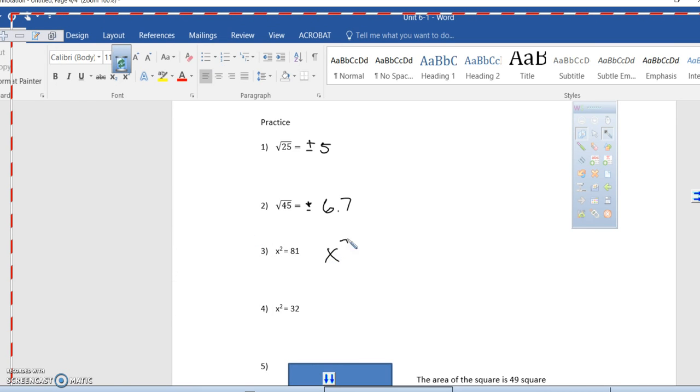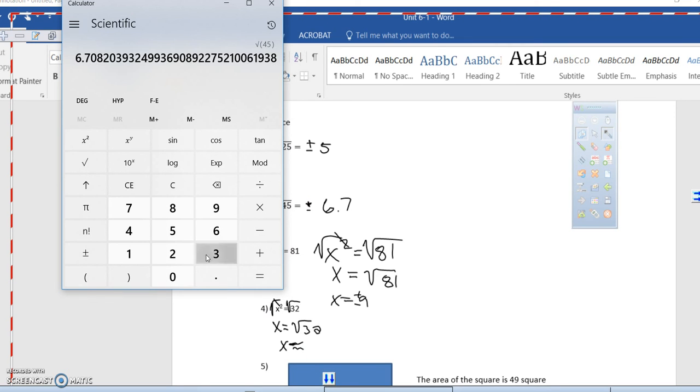On this one, we do the inverse operation of a square, which is a square root. And we get x is the radical of 81, or x is equal to 9. Plus or minus 9, because negative 9 times negative 9 is also 81. Here we do the square root. So x is equal to the radical of 32, or x is about, if we round it to the nearest decimal, 5.7.